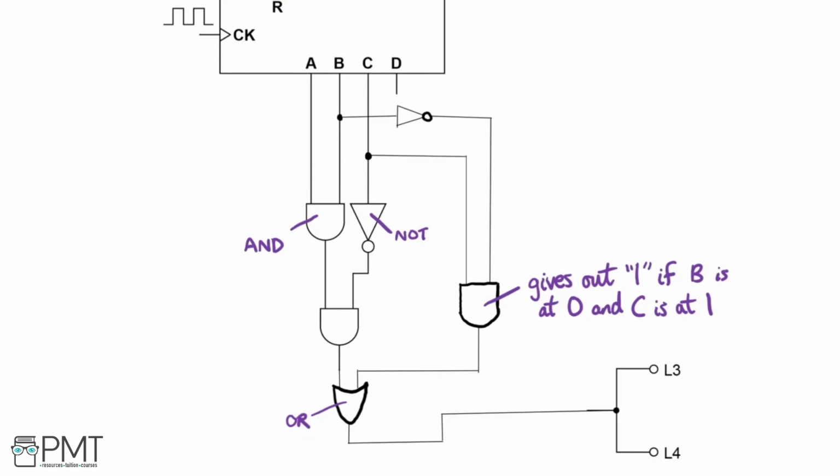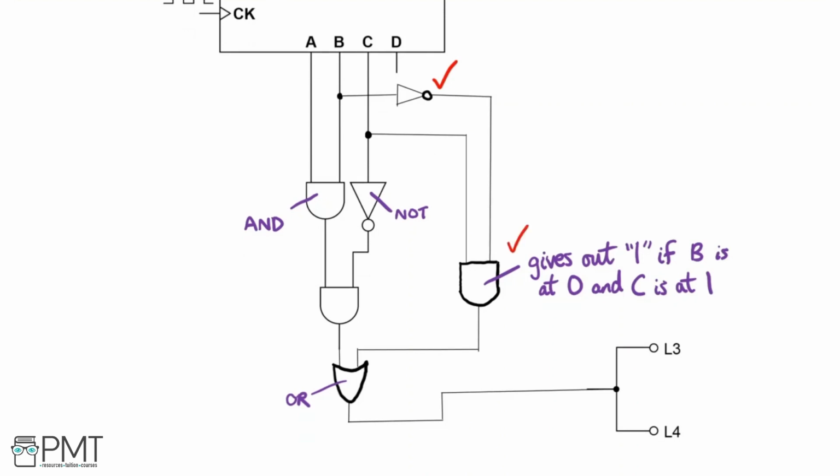So your first mark will be for drawing the NOT gates in the correct position from B. Your second mark will be for drawing the AND gates in the correct position from C and not B. And by not B, I mean the signal from B after the NOT gate. And your third mark will be for the OR gate. So 3 marks there.